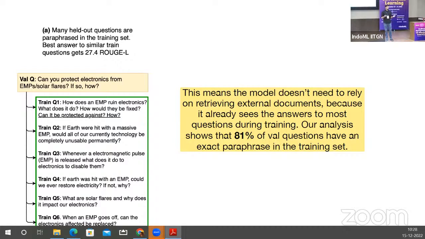It's already seen the exact question in paraphrased form in the training set, so it could just spit out one of these memorized answers, and it is completely agnostic to the retrieval. So 80% of held out questions are paraphrased in the training set.